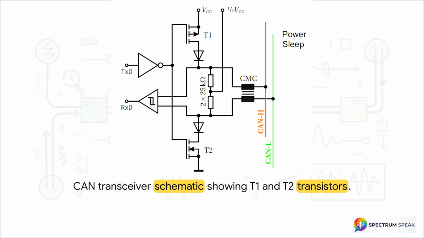Watch what happens here. Transistor T1 physically connects the CAN high line to VCC, the power source, pulling it up. At the exact same time, transistor T2 connects the CAN low line to ground, pulling it down. These two transistors acting together are exactly what forcefully injects that 2-volt differential onto the bus. But when the controller wants to send a recessive 1, it simply turns both transistors off. It completely stops driving the bus, and the lines are left to float back to an equal voltage.